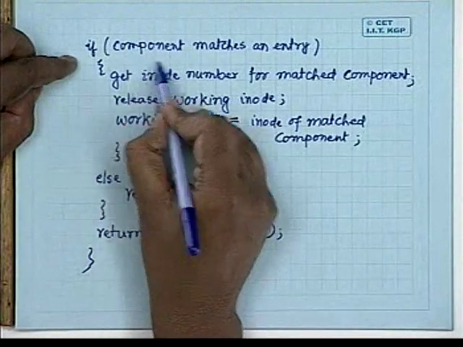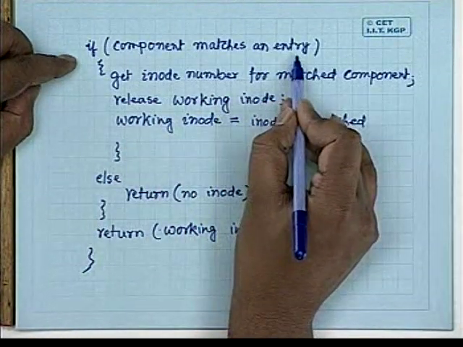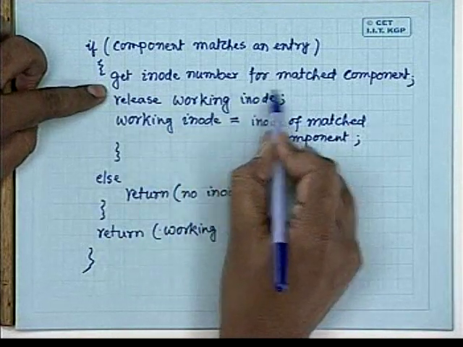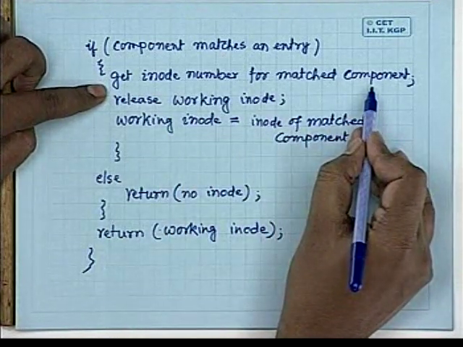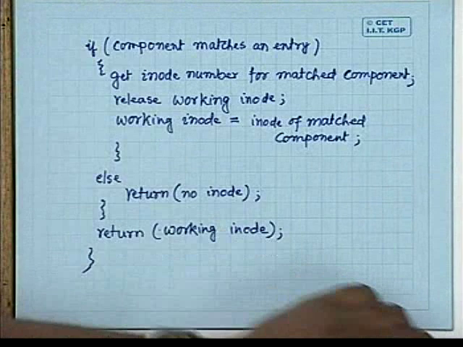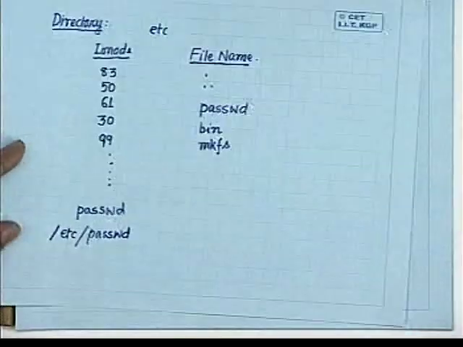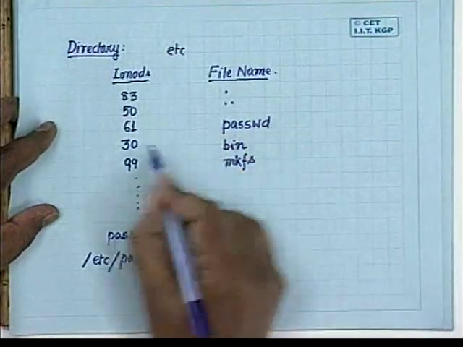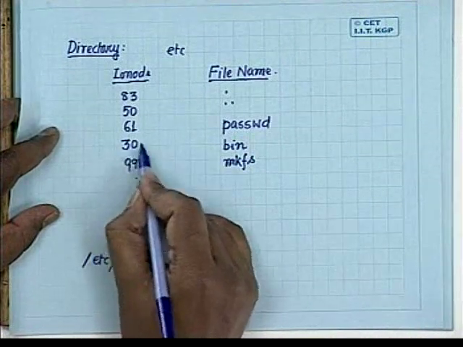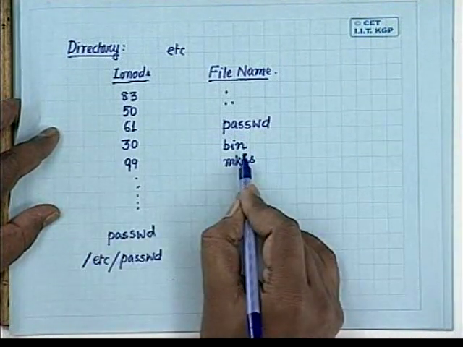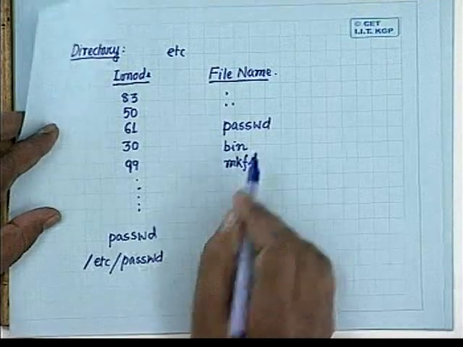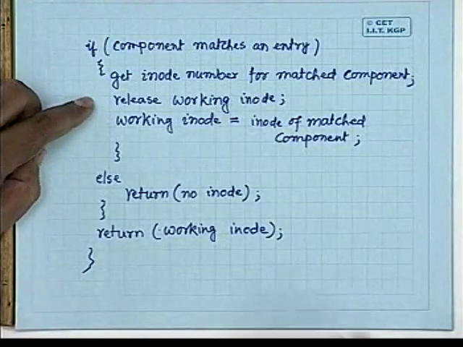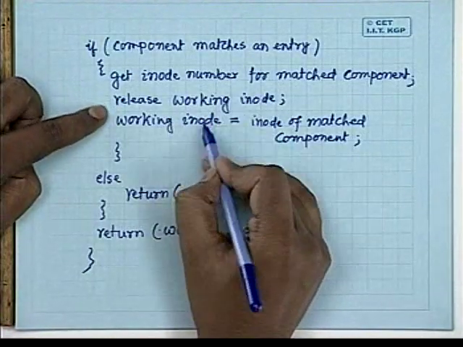So if this pathname component matches an entry in the directory, then I have to get the inode number of the matched component. Okay, so you see that in the directory structure we have said that for every file name or for every directory I have the corresponding inode number. So I have to record this inode number for which I get a match. Then this inode number has to be the working inode number.